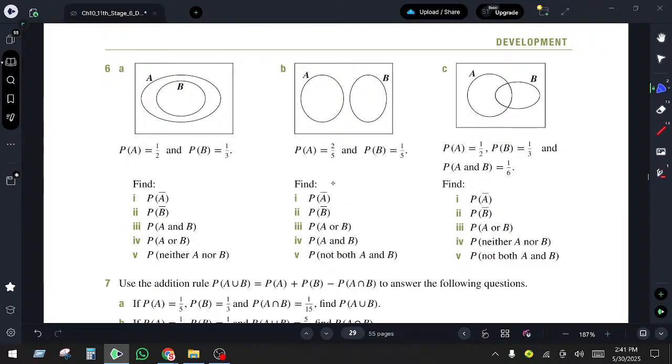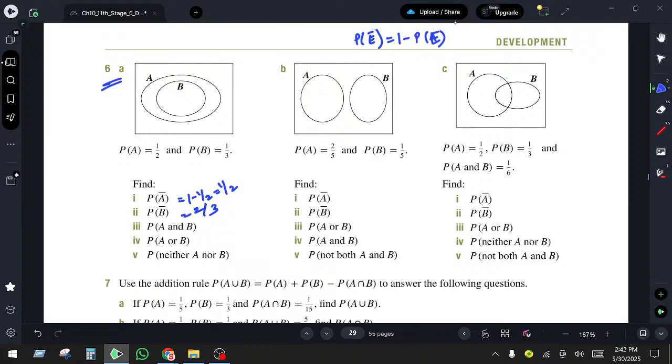Now you have to give the first answer. This is important. So A and B have been given, and the probabilities are also given. Probability of A is 1 by 2. Probability of B is 1 by 3. Probability of A bar: we have seen that probability of A bar is equal to 1 minus probability of A. So 1 minus 1 by 2 is equal to 1 by 2. And this is 2 by 3.